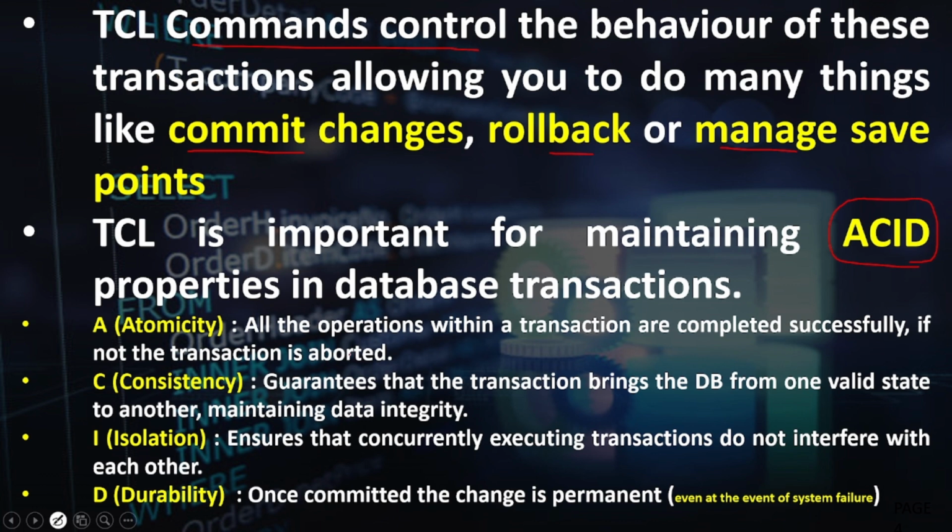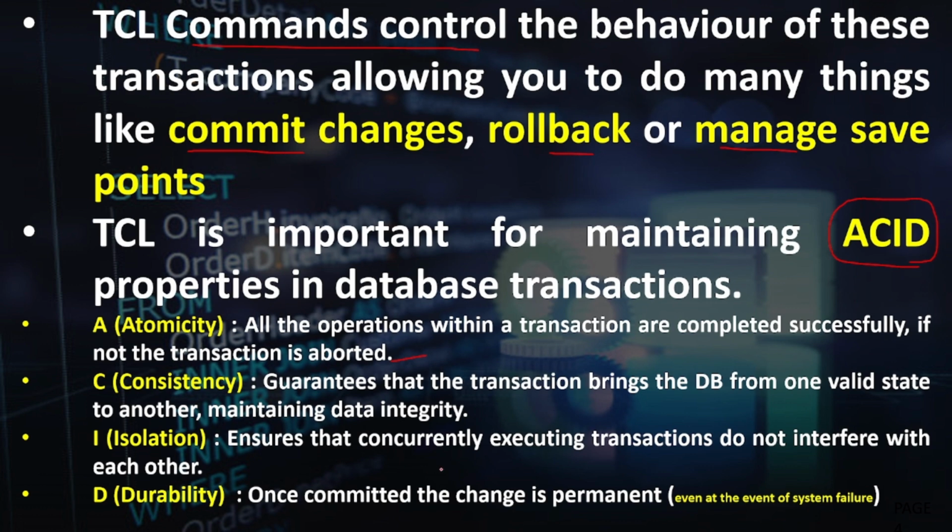ACID stands for atomicity, consistency, isolation, and durability. Atomicity is the main advantage of transaction management: all the operations within the transaction are completed successfully, and if not, nothing is done. Consistency guarantees that a transaction brings the DB from one valid state to another, so the DB will always be in a valid state.